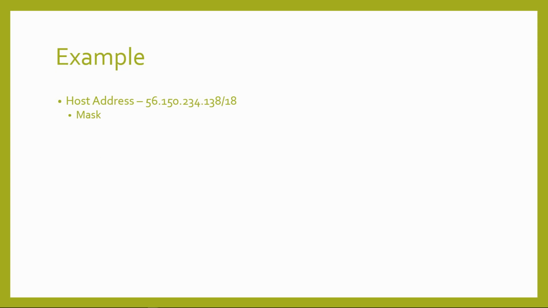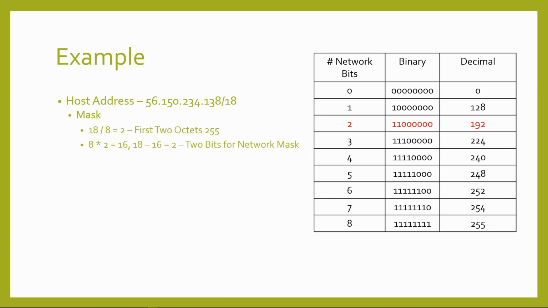So what we do with the mask is we basically do our math. We take our 18 divided by 8, that equals 2, so we know the first 2 octets are going to be 255. What we do next is we take 2 times 8, which is 16, and subtract that from the 18. We know we have 2 bits for the network mask, and when we look at that, you'll see that we come up with a value of 192 out of our chart. Again, this chart's very important to have memorized because it helps you a lot.